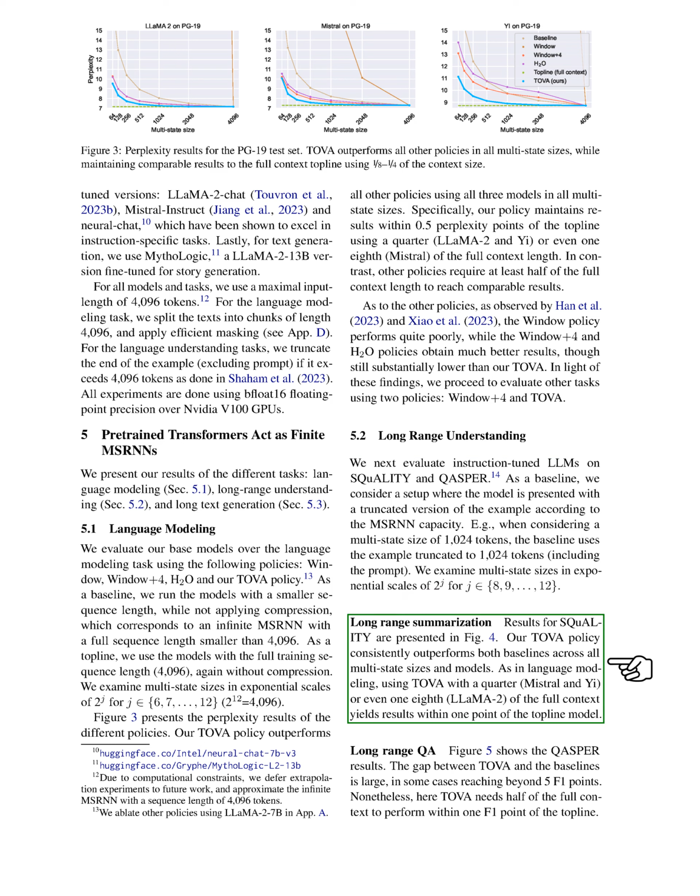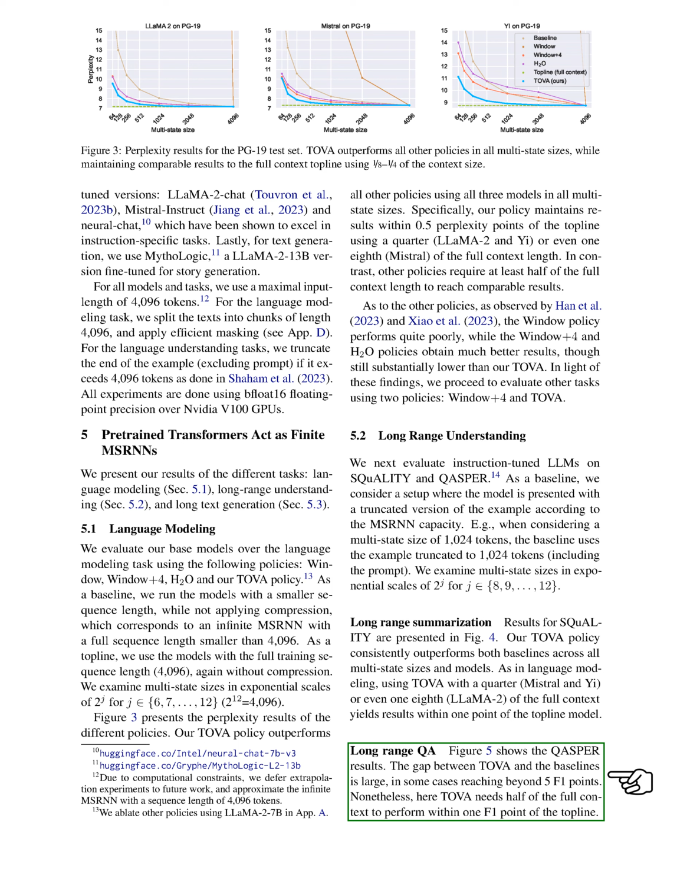For long-range summarization, our TOVA policy consistently outperformed the baselines across all multi-state sizes and models. Using TOVA with a quarter or even an eighth of the full context yielded results within 1 point of the top benchmark. For long-range question answering, the gap between TOVA and the baselines was significant, sometimes exceeding 5 F1 points. However, TOVA needed half of the full context to perform within 1 F1 point of the top benchmark.